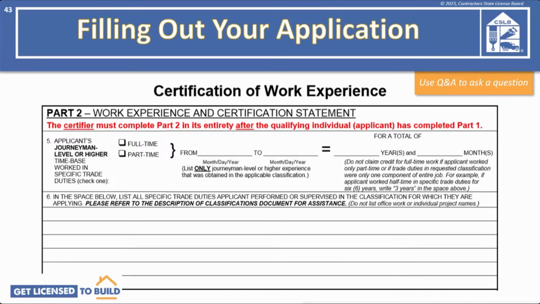On line 6, your certifier will need to list the duties that you performed or supervised that were considered critical for the classification you're applying for. You can read a description of critical duties in CSLB's description of classification booklet available on our website. Do not copy and paste the description from the booklet. This is only to give you an idea of what CSLB considers critical duties for each classification. Your certifier should complete this section in their own words and be as complete and accurate as possible.